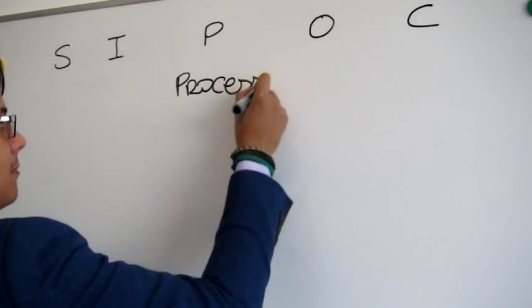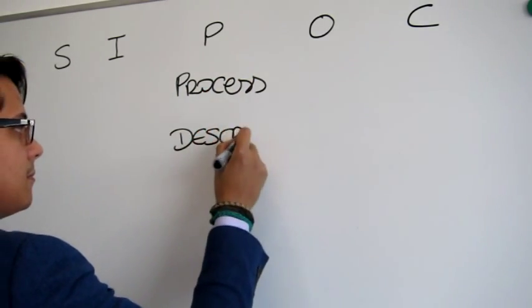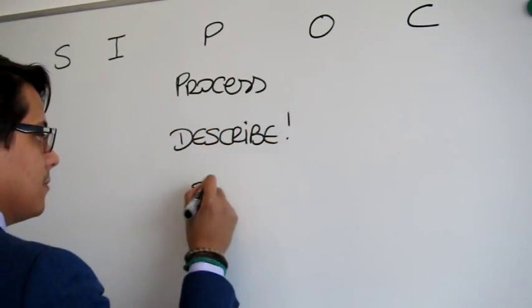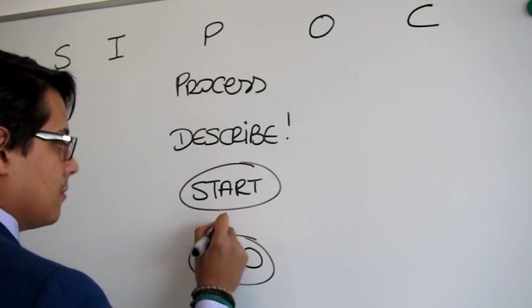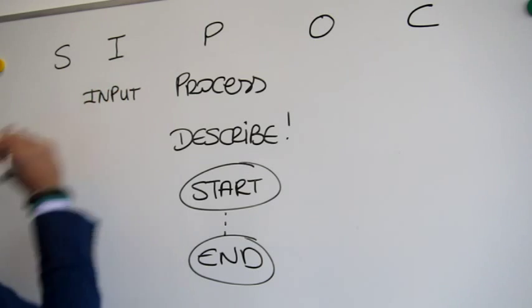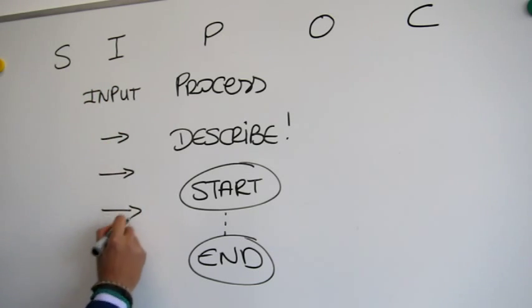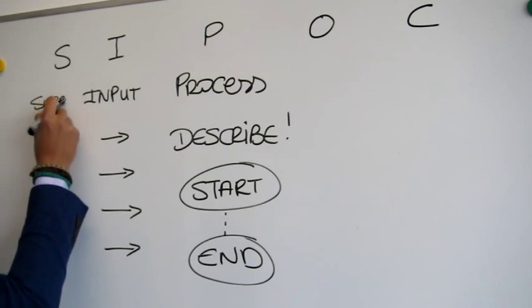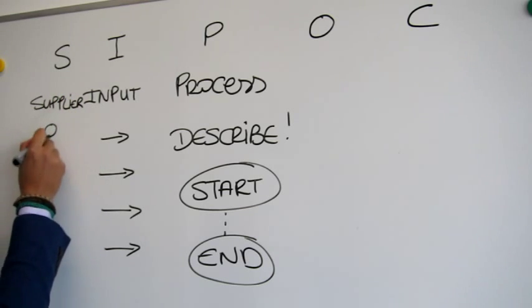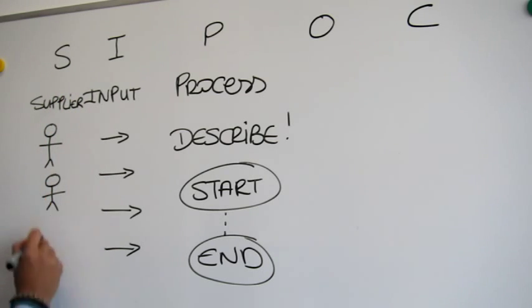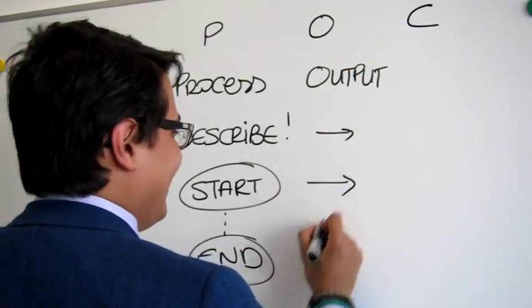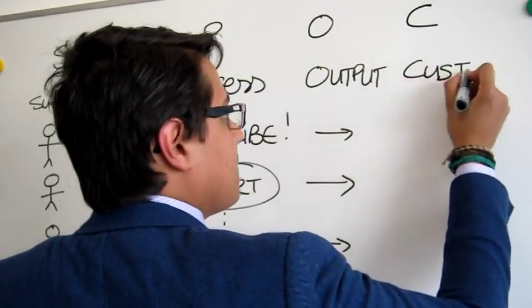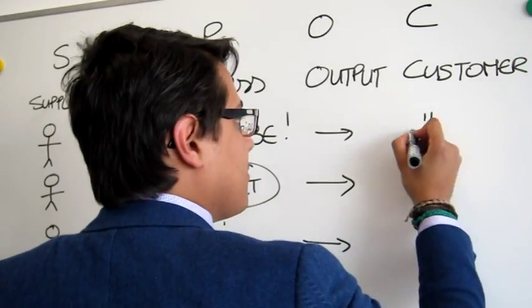SIPOC stands for Suppliers, Inputs, Process, Outputs, Customers. We start with the process, identify the start and finish and the steps in between. Followed by the inputs. What are the inputs that you need to make the process work? From the inputs, what are the suppliers that deliver the inputs? What do you get out of the process? Which customers do you have?